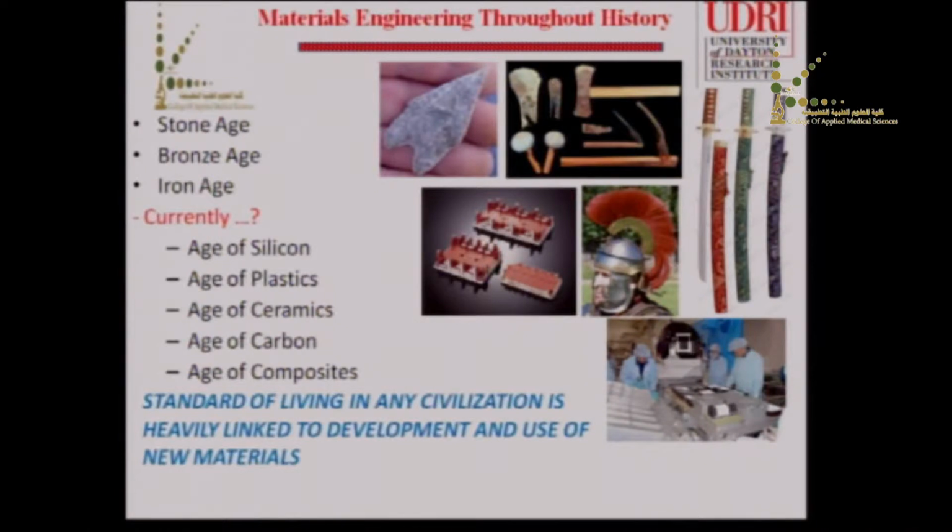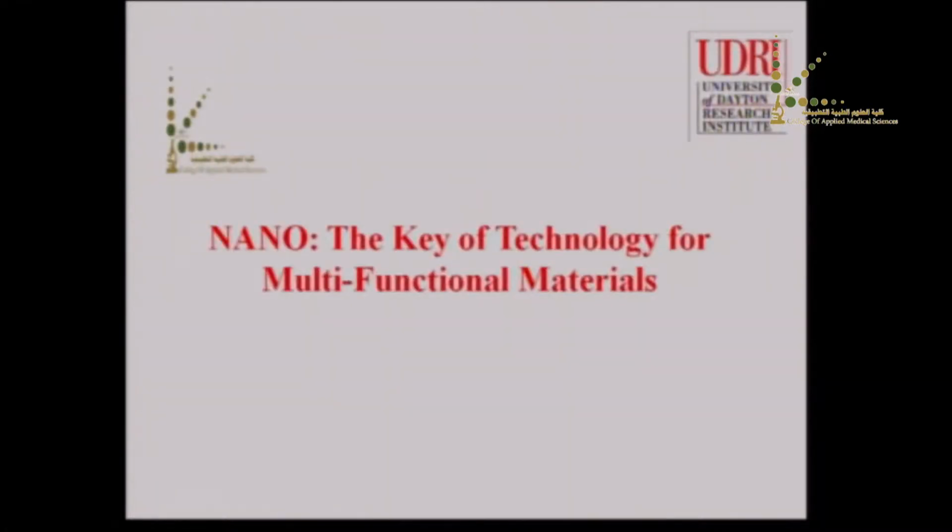But currently, we are in the age of silicon, plastic, ceramic, carbon, the age of composite. The standard of living in any civilization is heavily linked to the development and use of new material. That means we need new material, and we have to change what we are using.